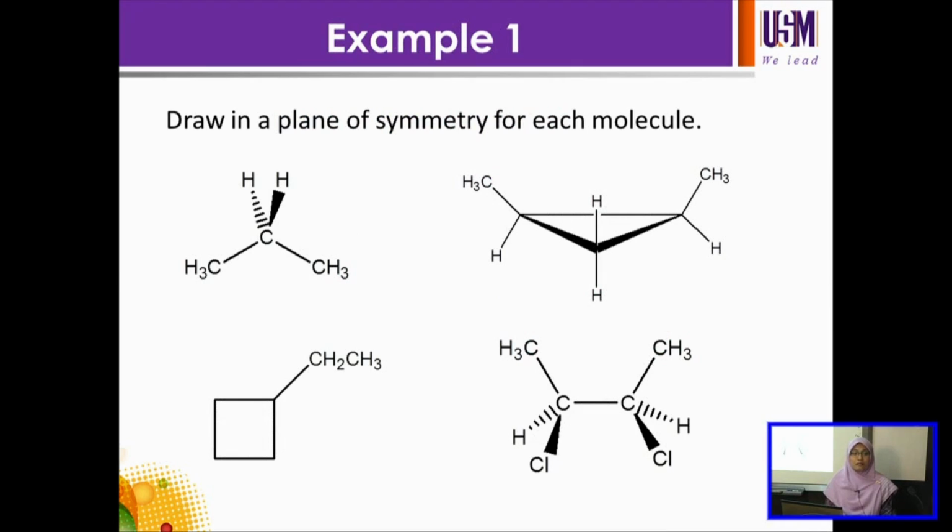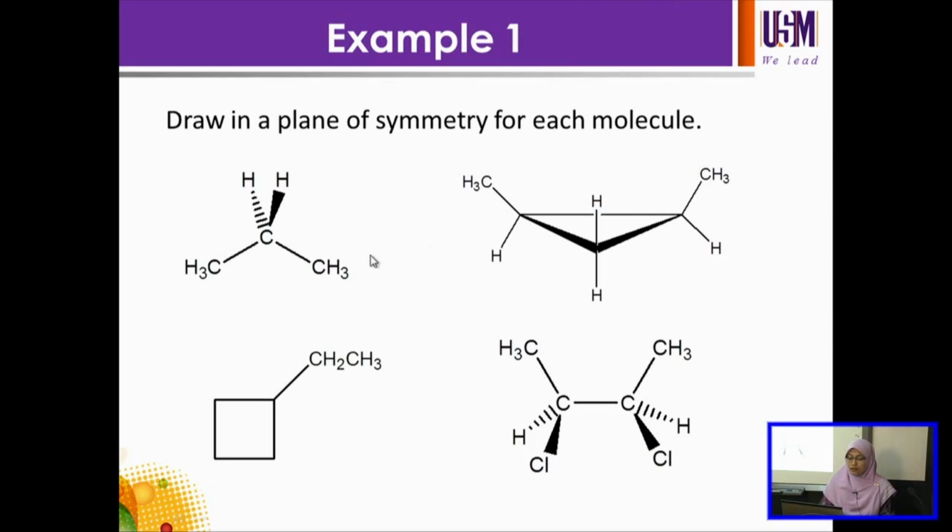So let's look at example number 1. Draw in a plane of symmetry for each molecule. We have here 4 different molecules. All of these molecules are achiral. Now you have to identify where we can place the mirror plane of symmetry.